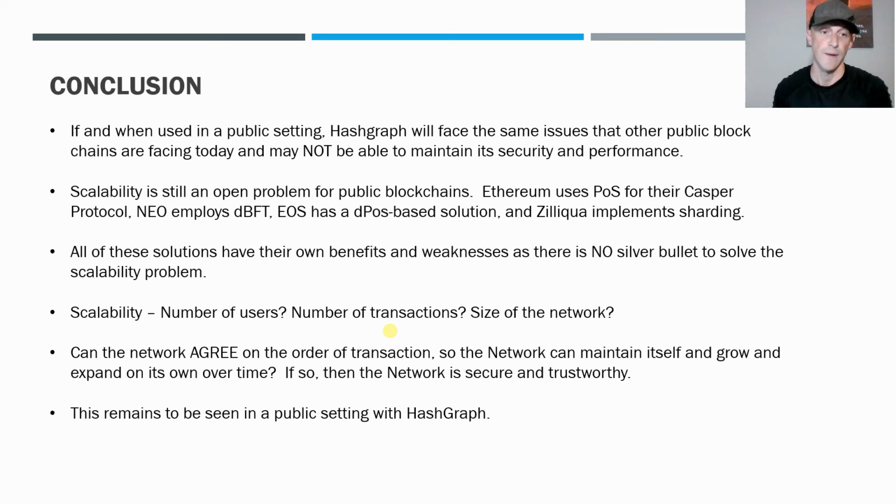And if you're wondering what scalability is, it's basically the number of users, number of transactions, size of the network. Basically, what it comes down to at the end of the day, guys, is can the network agree on the order of transactions, okay? So the network can maintain itself and grow and expand on its own basically over time. If so, then the network is basically what they call secure and trustworthy, and that's the big problem that a lot of public blockchains and Hashgraph are facing today. So this remains, again, to be seen in a public setting with Hashgraph, but yeah, that's it.